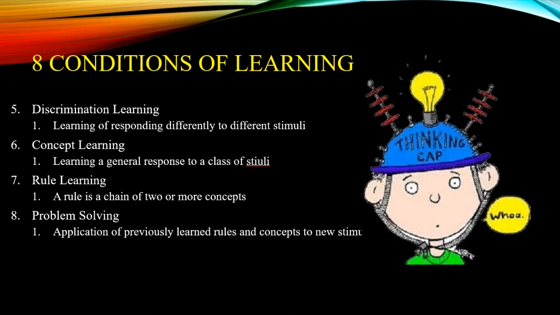This is the ability to learn relationships between 2 or more concepts and use them in situations that are both familiar and unfamiliar to the learner. The last condition is problem solving. This is the ability to apply previously learned rules and concepts to new situations that have never before been encountered. These 4 conditions are cognitive conditions.